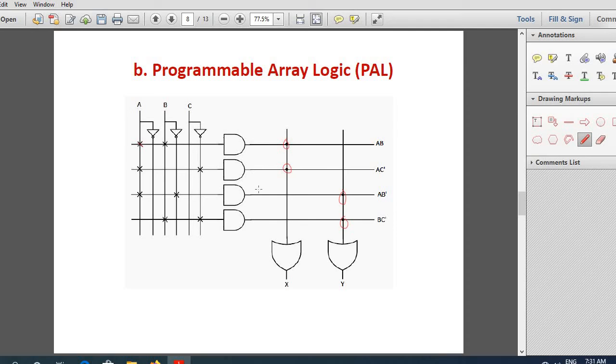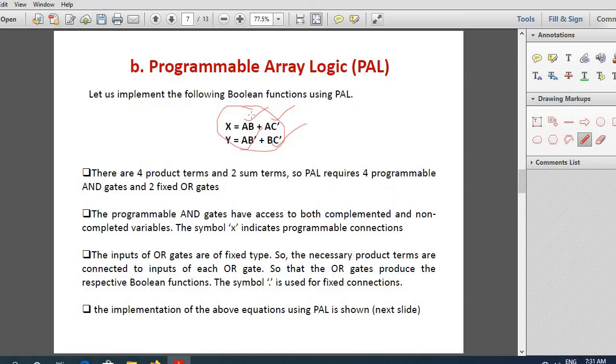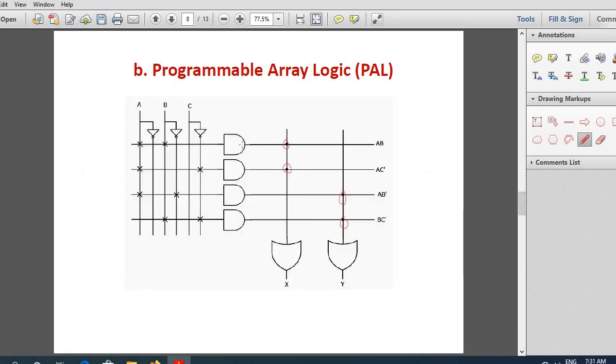So, to these 2 AND gates, you should give the terms in X. Only then can you produce X. Why? Because the output of these 2 only is connected to this OR. It means that you can't produce AB here and AC complement here, because AC complement for this AND gate is connected to a different OR gate. It is permanently fixed. You can't change anything here. You can only make the necessary changes here.